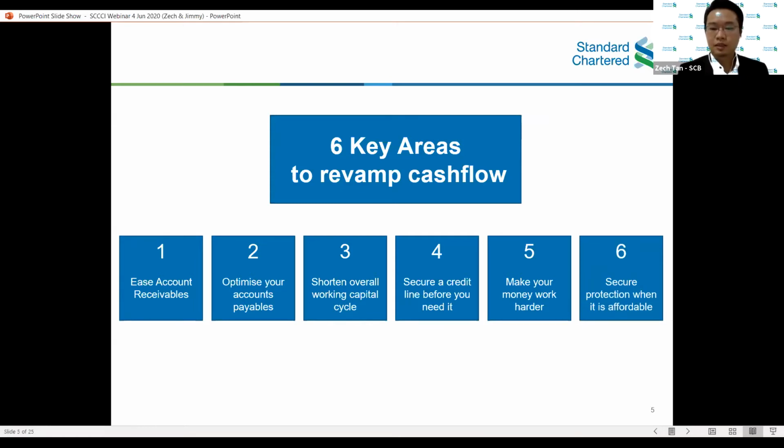Last but not least, secure protection when it is affordable. When you still can, when you are young, go and secure your insurance. And I'm not talking about just life insurance, right? Every time I talk to SMEs about insurance, they say, "Wow, life insurance again." I don't talk to you about life insurance, but it is really not. There are so many facets of insurance, and you need to protect your business while you still can, right?